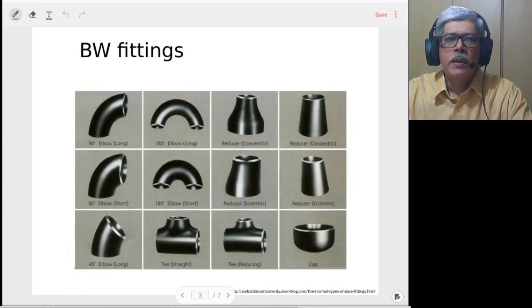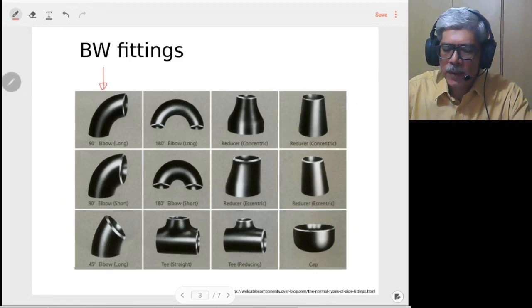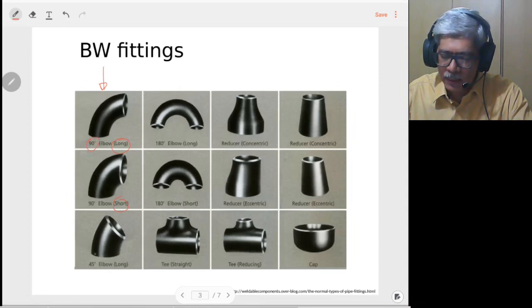This slide shows the different types of butt welded fittings. As we have seen, the fittings can be butt welded fittings, socket welded fittings or threaded fittings. In the subsequent slides, we will see the socket welded and threaded fittings as well. Within the fittings, we said that there are elbows. The first column indicates the different types of elbows. The elbows could be of long radius or short radius. They could be of 90-degree angle or 45-degree angle. 90 degree is by far most common.